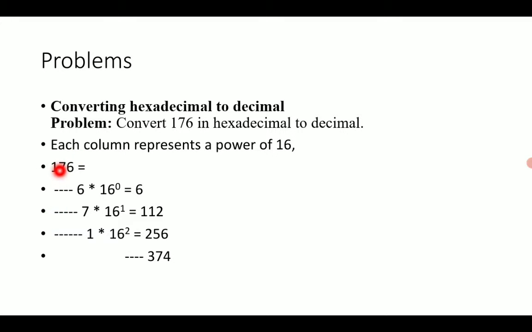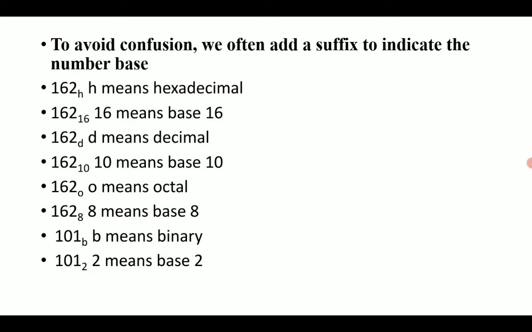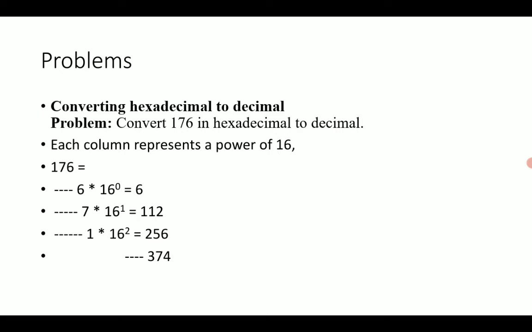So 1 into 16 raised to 2, then 7 into 16 raised to 1, then 6 into 16 raised to 0. So 16 raised to 0 is 1, 1 into 6 is 6. 16 raised to 1 is 16, 16 into 7 is 112. 1 into 16 square, that is 256. So add this, you will be getting 374.